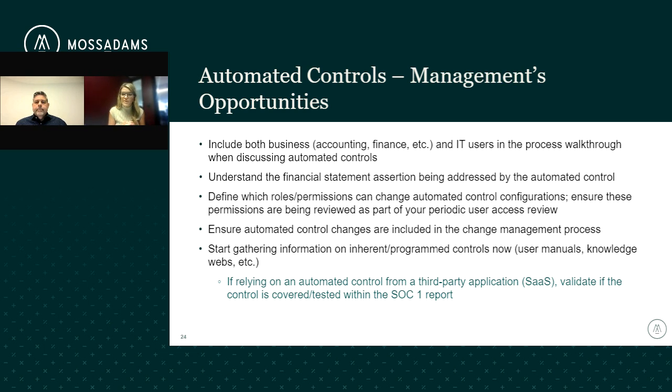Having a firm understanding of the financial statement assertions of automated controls, knowing which roles and permissions can change any of those configurable automated controls, and revalidating that those permissions are included in your periodic user access review, making sure that automated controls are included as part of your change management process. Since we are relying on effective ITGCs, we need to be able to confirm that any of these control changes are in fact going through your change management process.